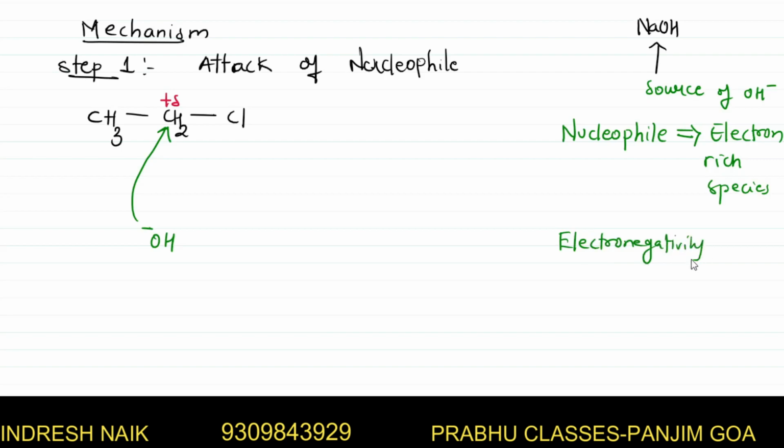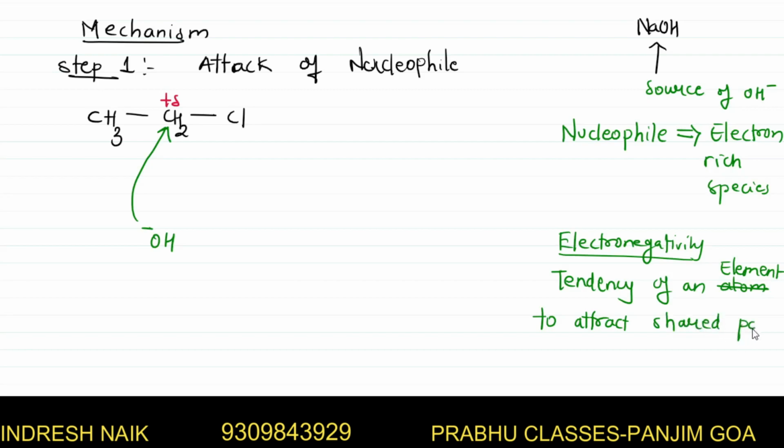Electronegativity. By definition, electronegativity is the tendency of an atom or element to attract the shared pair of electrons towards itself. This is the meaning of electronegativity.